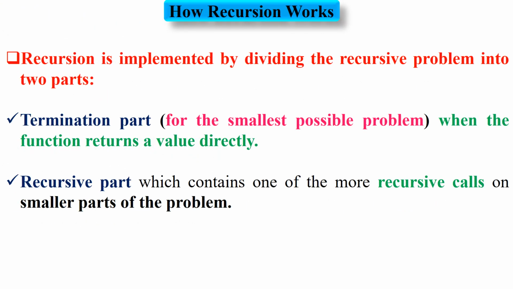Let's learn how recursion works. Recursion is implemented by dividing the recursive problem into two parts. Termination part or stopping point, that is the base case, for the smallest possible problem, when the function returns a value directly. Recursive part, that is the recursive case, which contains one or more recursive calls on smaller parts of the problem.